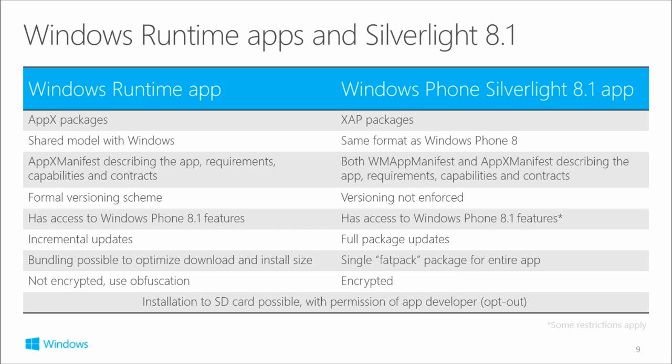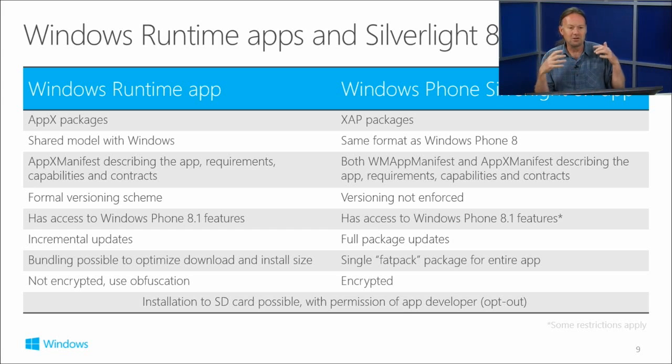The Windows Phone Silverlight ZAP is everything. It's all your resources, your language resources, all the images and everything. It all gets into this fat pack, if you like. So whenever you ship an update with ZAP packages, the user has to download the whole thing again. Much better with Windows Runtime apps, the AppX packages. It's the same format that we use with Windows Store. And the AppX manifest is the single manifest that describes the app and all the capabilities and requirements. Versioning is enforced, so whenever you submit an update to the store, it will update the versioning for you.